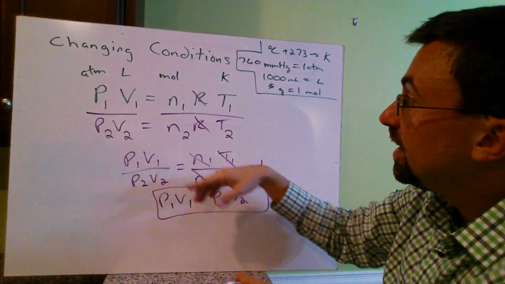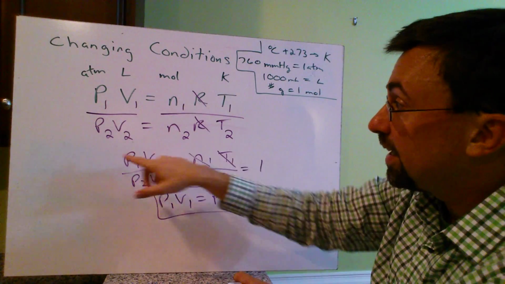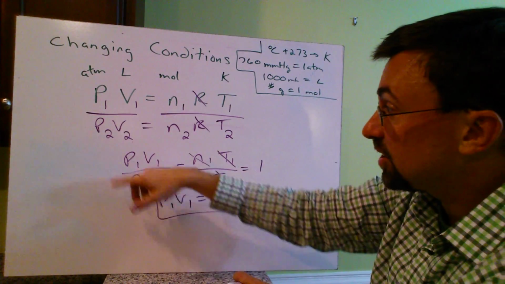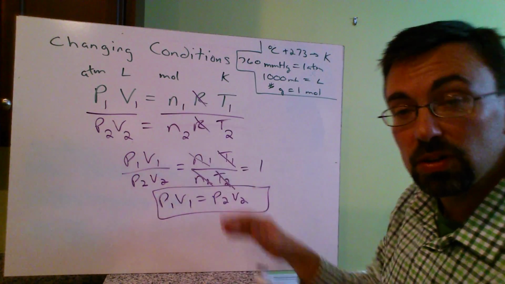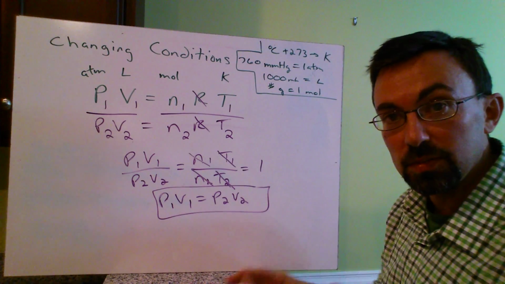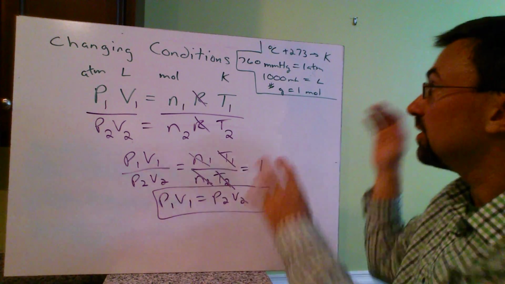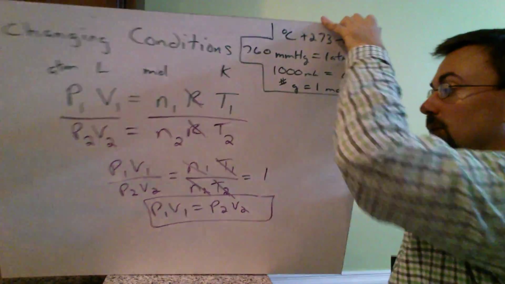PV equals nRT. Everything that's a variable goes 1, 1, 1. Then write it again underneath. Anything that changes goes 2, 2, 2, and then just divide the top by the bottom. Anything that stays the same drops out, and you have all your different relationships. So you don't have to memorize them. It's a very simple, very straightforward derivation. What does that look like in a word problem?